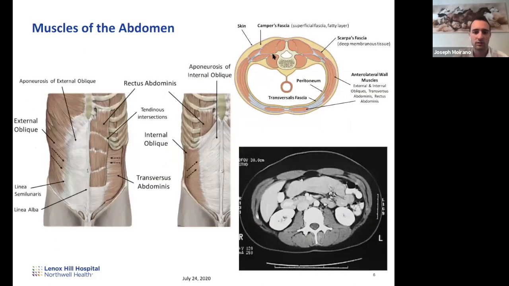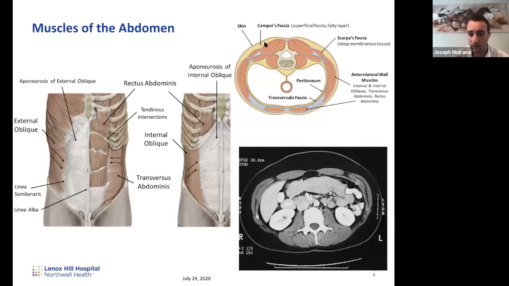Okay, so next we're going to be talking about the muscles of the abdomen. There are pretty much three main muscles that you want to remember: the external oblique, internal oblique, and then the transversus abdominis. They go in that exact order from the outside to the inside, so from superficial to deep. And there are also a couple of layers that are more superficial to those muscles: the skin and then the different fascial layers. The fascial layers are Camper's fascia and Scarpa's fascia, and those are just below the skin.